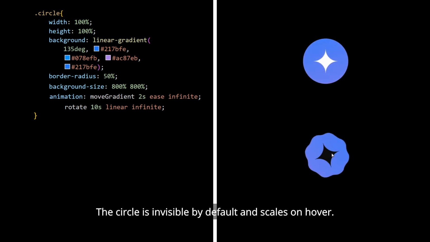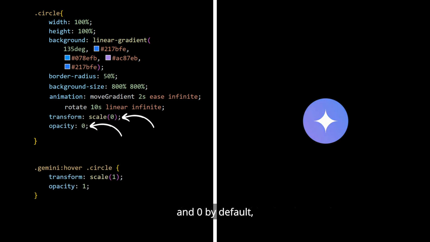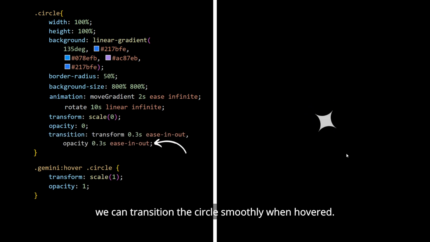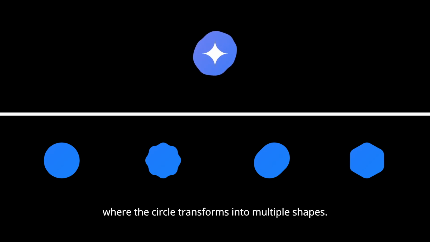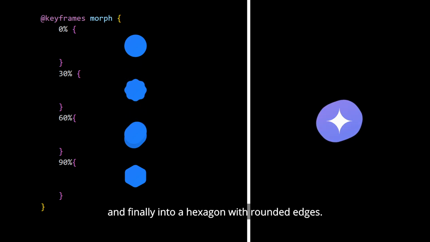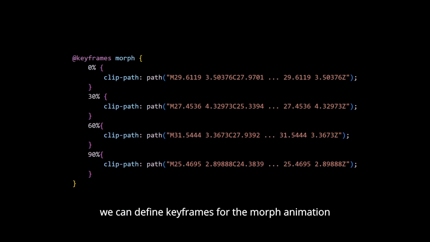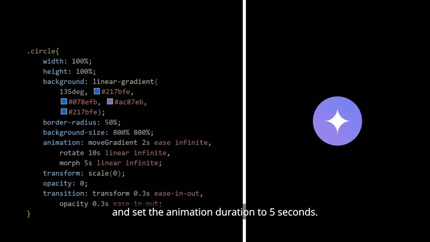The circle is invisible by default and scales on hover. By setting the scale and opacity to 1 on hover and 0 by default, we can transition the circle smoothly when hovered. The final step is to add a morph animation where the circle transforms into multiple shapes. We can see there are 4 different shapes. First, the circle morphs into a wavy circle, then into a rectangle with rounded edges, and finally into a hexagon with rounded edges. Since we are familiar with SVGs, we can define keyframes for the morph animation and set the animation duration to 5 seconds.